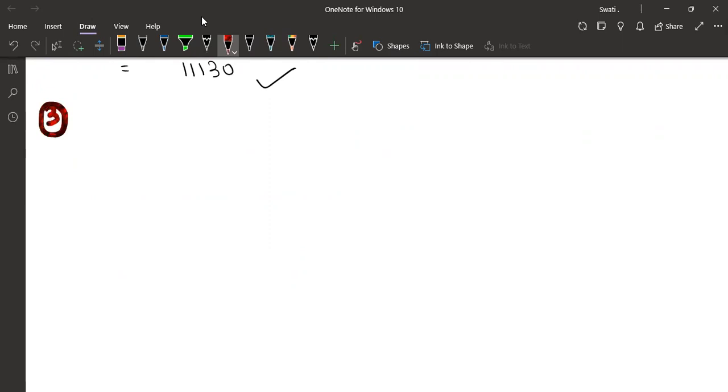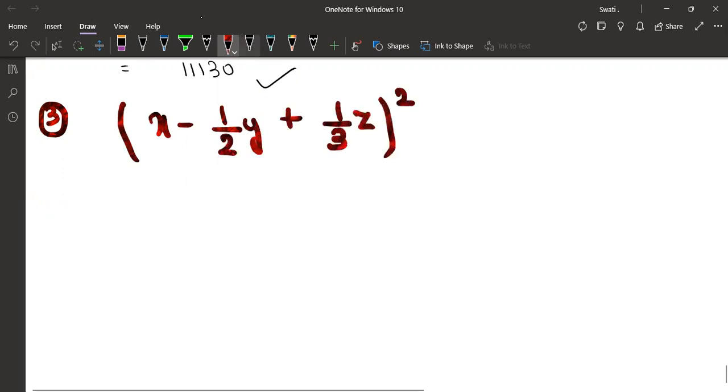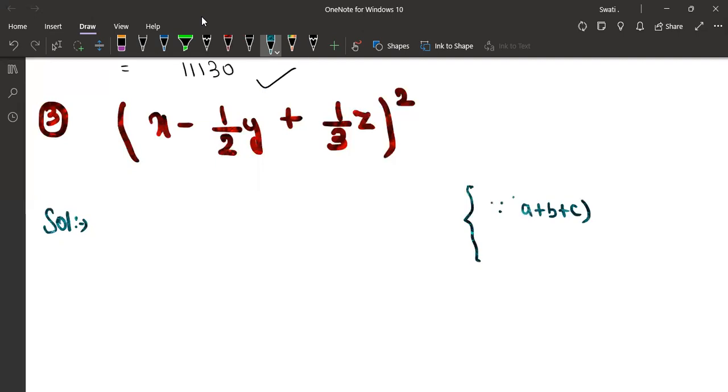And the next question is, we have to basically simplify this particular question: x minus 1 upon 2y plus 1 upon 3z whole square. Now, as soon as I look at this question, I can just remember a formula, and that formula is a plus b plus c whole square, right? But I want to tell you something. Always remember that you can simplify, or you can just rephrase your question. How? Because we know the formula for a plus b plus c whole square, right? We don't know the formula for a minus b plus c whole square. So what we will do, we will simply convert this question into this form, right?